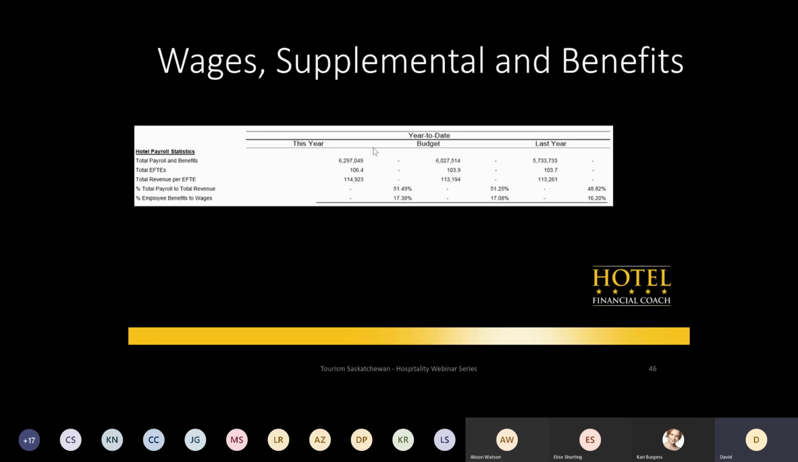So in this hotel we were looking at, the payroll was a whopping $6.2 million for the entire hotel. And we had 106 EFTEs, and the average revenue per EFTE was $114,000. The payroll to the total revenue was 51.4%. That compared to 48.2% is very alarming. Then we can take a look at the benefits at 16%, crept up to 17.